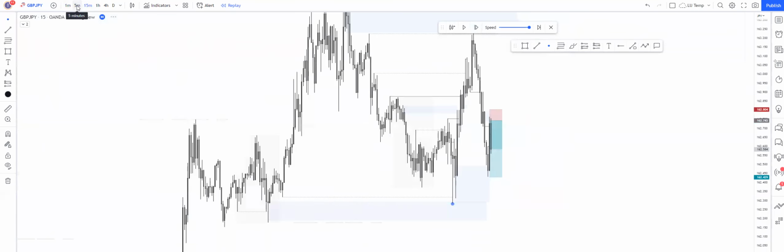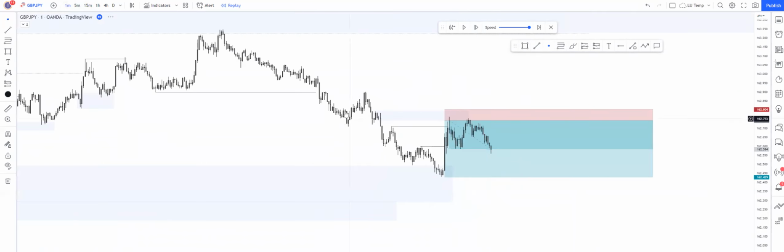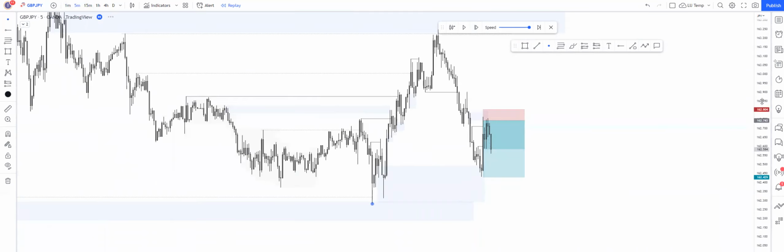So a 15-minute rejection block, 5-minute imbalance fill price action, which is a 1-minute breaker, which lines up with this order block, which is the closest POI to this. So we had a lot of confluences. Remember, an order block is a price level or key level. So this all lines up with that area. Don't overcomplicate it.